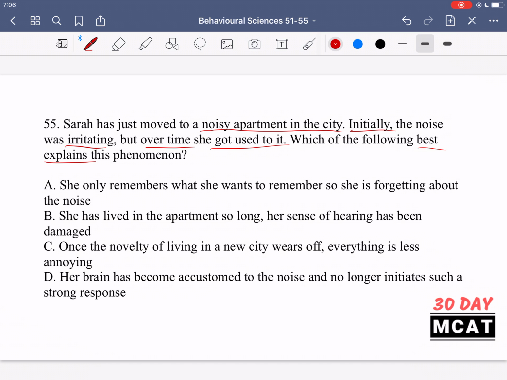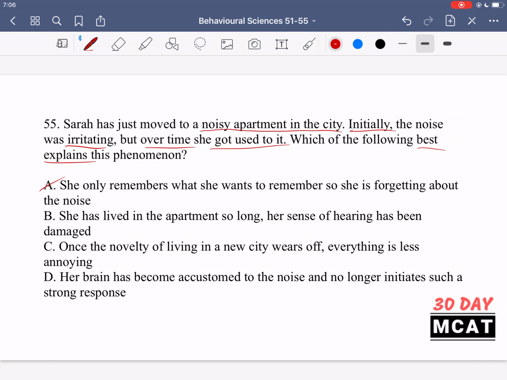Option A is saying she only remembers what she wants to remember, so she's forgetting about the noise. No, that doesn't really make sense. You can think about this from your own experience. Do you only remember what you want to remember and just forget things that you don't want to? No, people remember things that they would love to forget, but they can't. You can't just ignore noise which is happening all the time. It's not something that you can really actively work on, but over time your brain can naturally ignore it. So A doesn't really best explain this phenomenon.